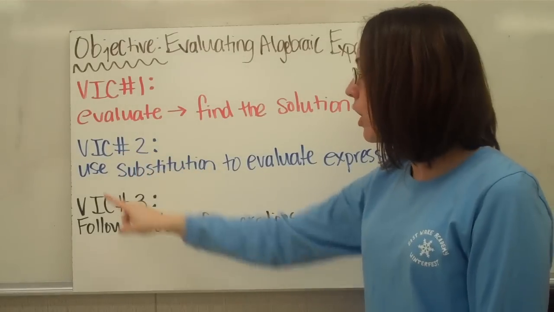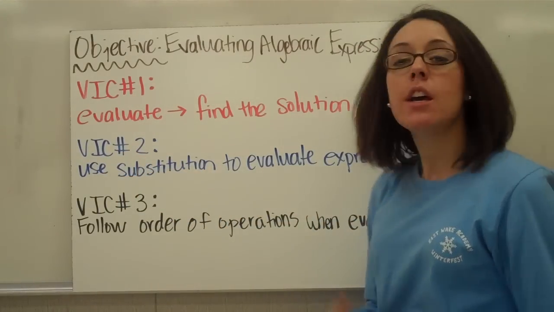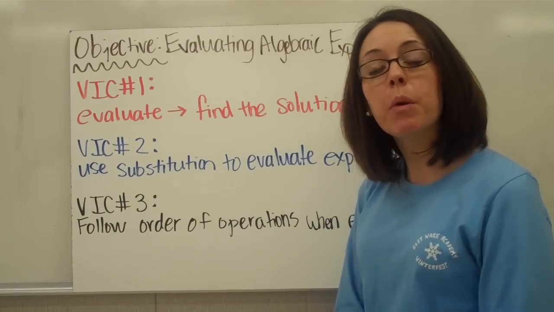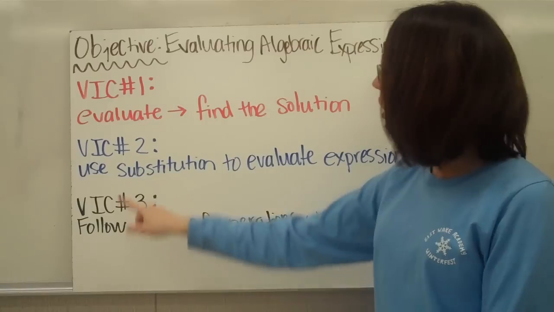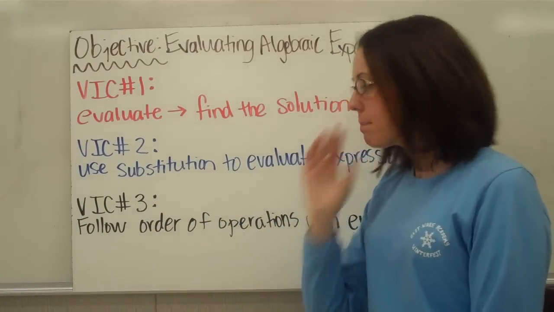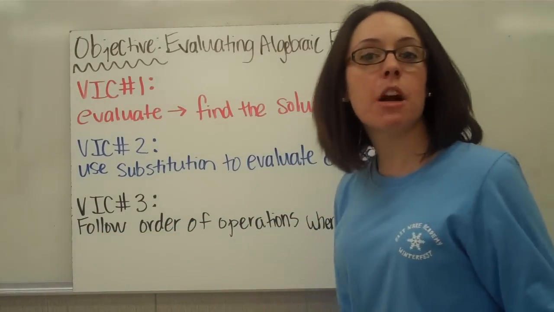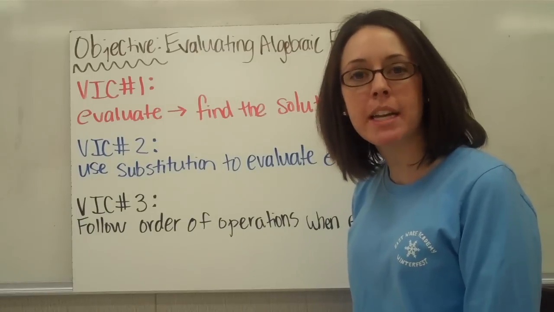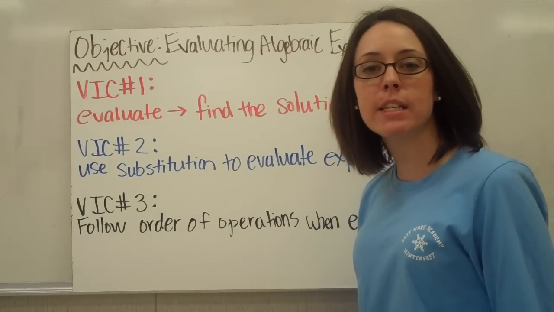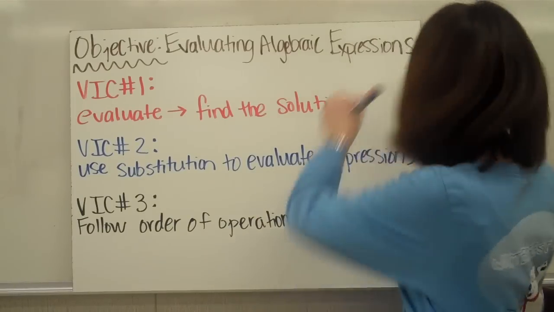VIC number two, use substitution to evaluate expressions. Substitution means replacing one thing with another. So we're going to be replacing variables with numbers. Use substitution to evaluate expressions. VIC number three, follow order of operations when evaluating. This is our PEMDAS. Remember, please excuse my dear Aunt Sally. Always follow order of operations. Even if it doesn't specify, you always must follow the order of operations to evaluate.